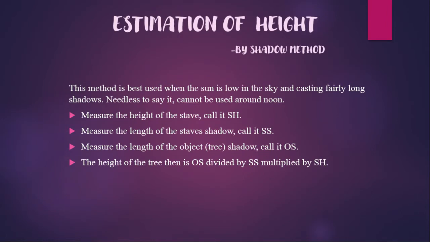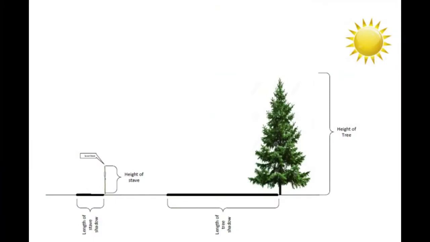Measure the height of the stave, call it SH. Measure the length of the stave's shadow, call it SS. Measure the length of the object, tree, shadow, call it OS. The height of the tree then is OS divided by SS multiplied by SH. The next picture will explain you in detail.